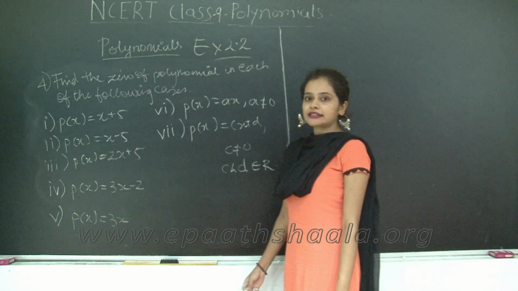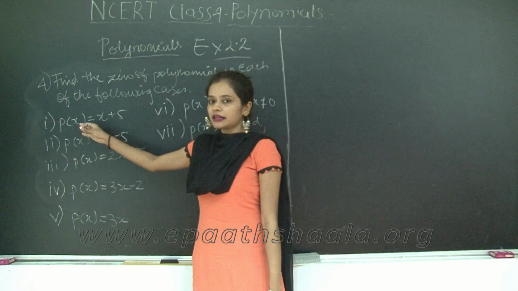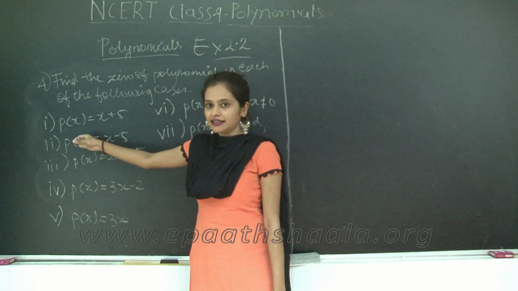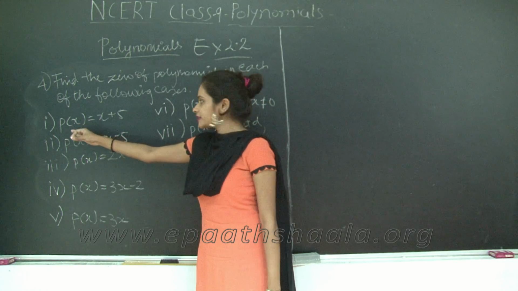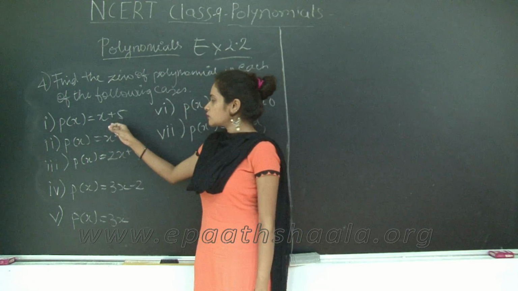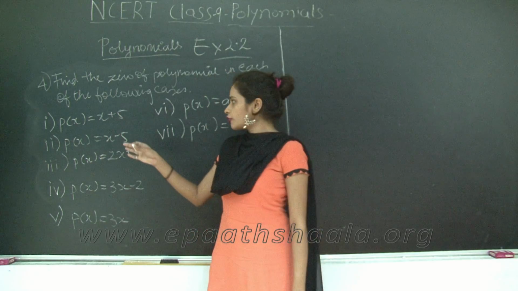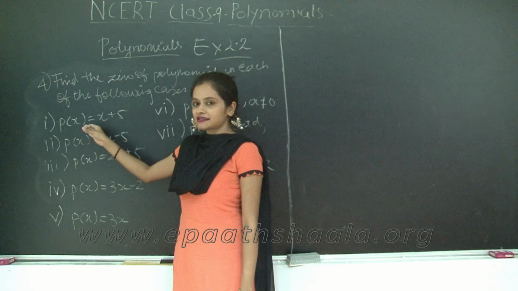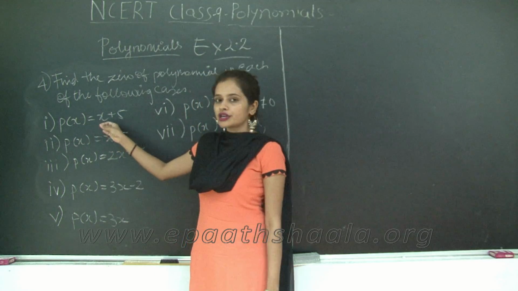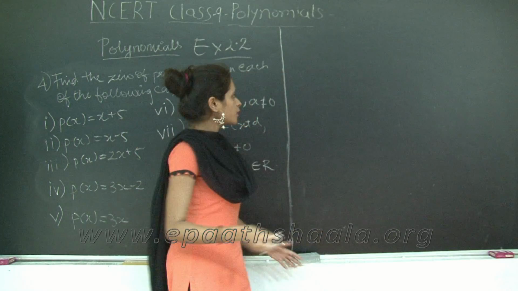Now in order to find the zeros of polynomials, you have to first equate the polynomial expression on the left hand side to 0. For example, in the first sum, p(x) is equal to x plus 5. For the zero value of the polynomial, the value of p(x) is going to be 0. So I am going to say p(x) is equal to 0, and then I am going to equate 0 to x plus 5. Let's see how we do this with the first example.